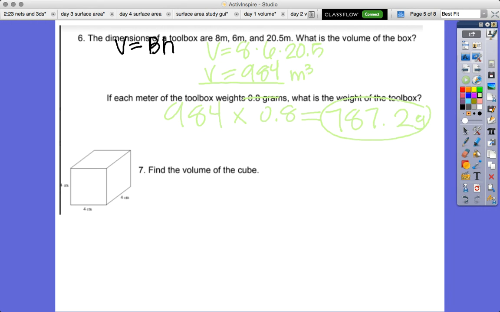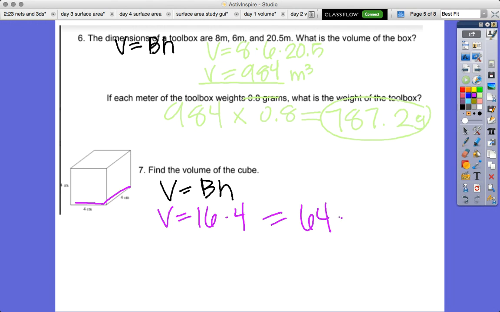All right, let's look at number 7. It says find the volume of the cube. This is a general prism, so volume equals the area of the base times the height. The area of the base is going to be 4 times 4, which gives me 16, times the height, which is 4. 16 times 4 gives me 64 centimeters cubed. And guys, it is up to your individual teacher whether they want you to write the units or not on each one, so make sure you double check that with them.